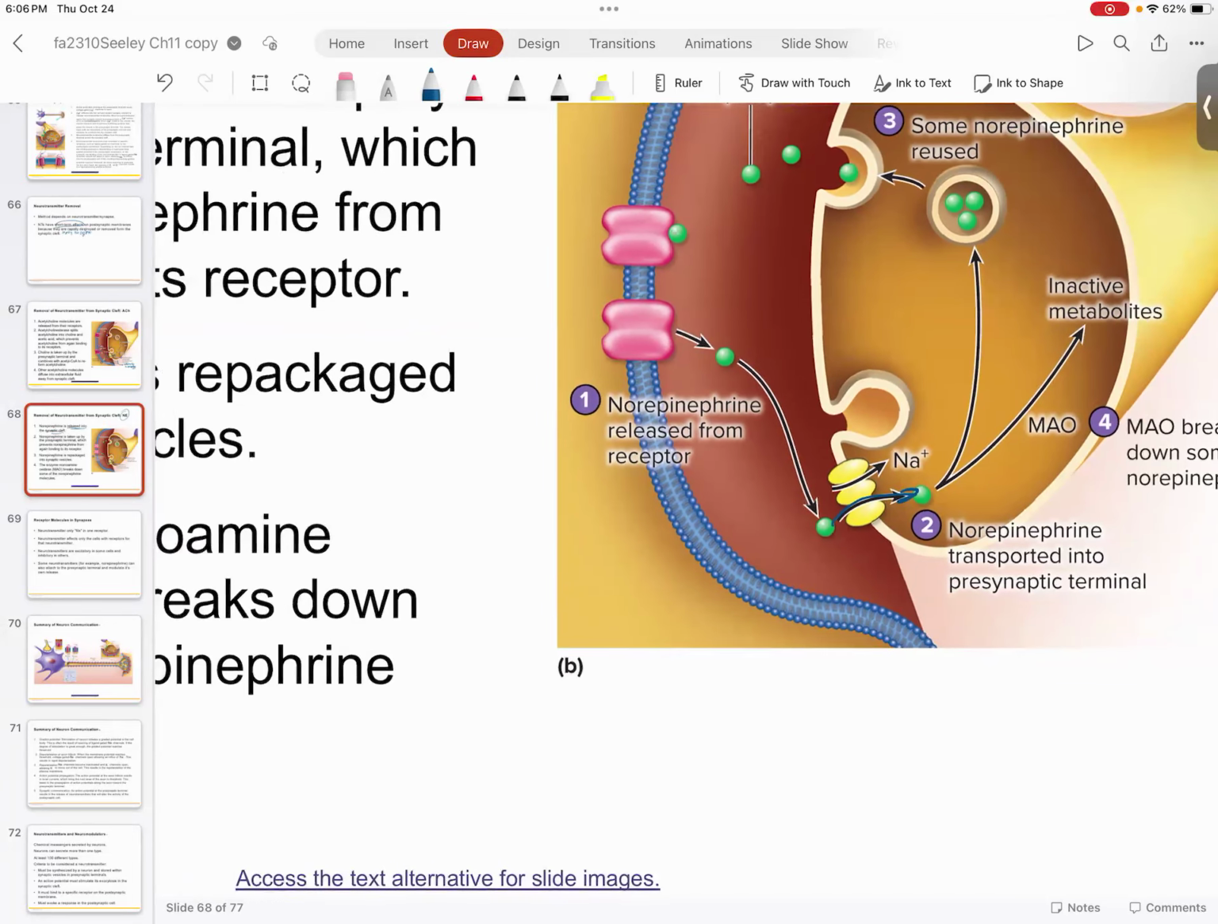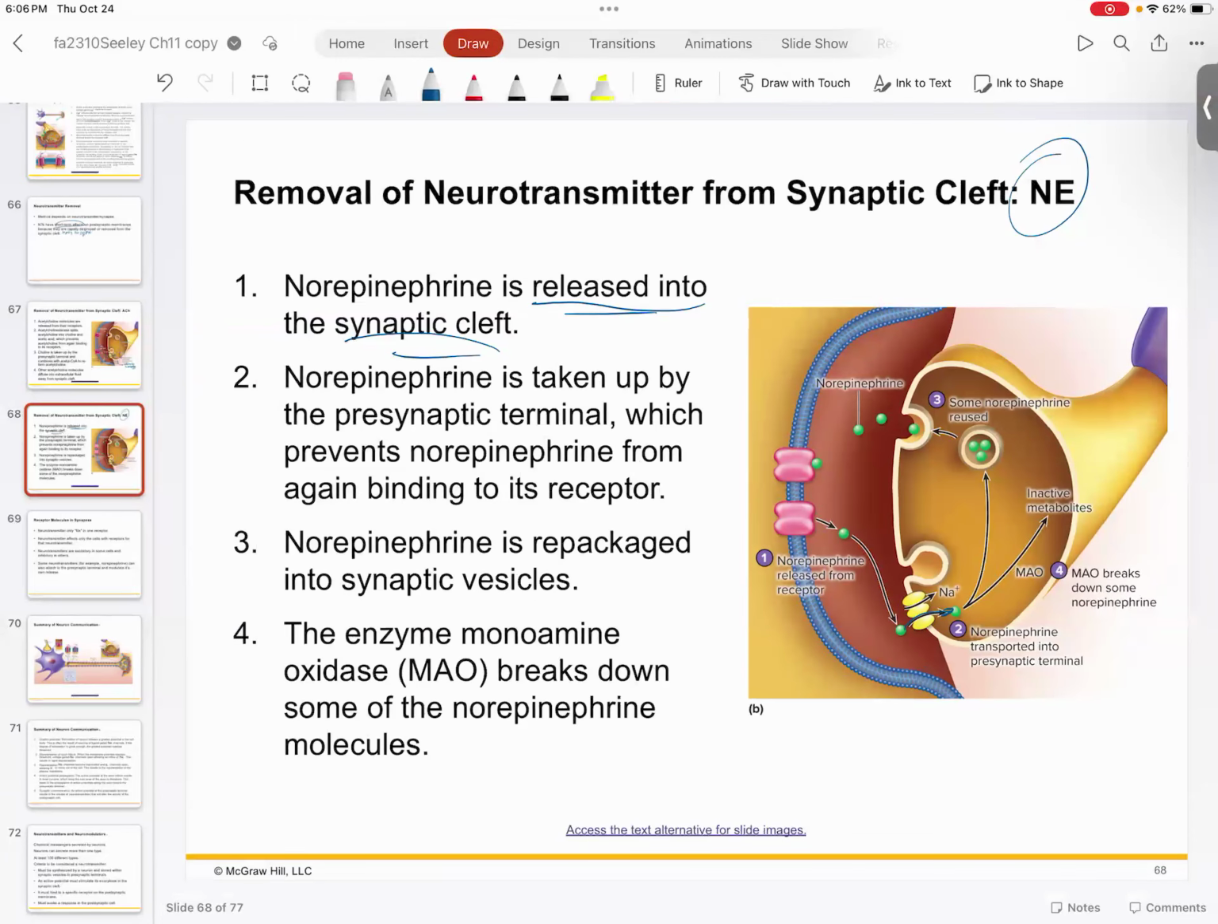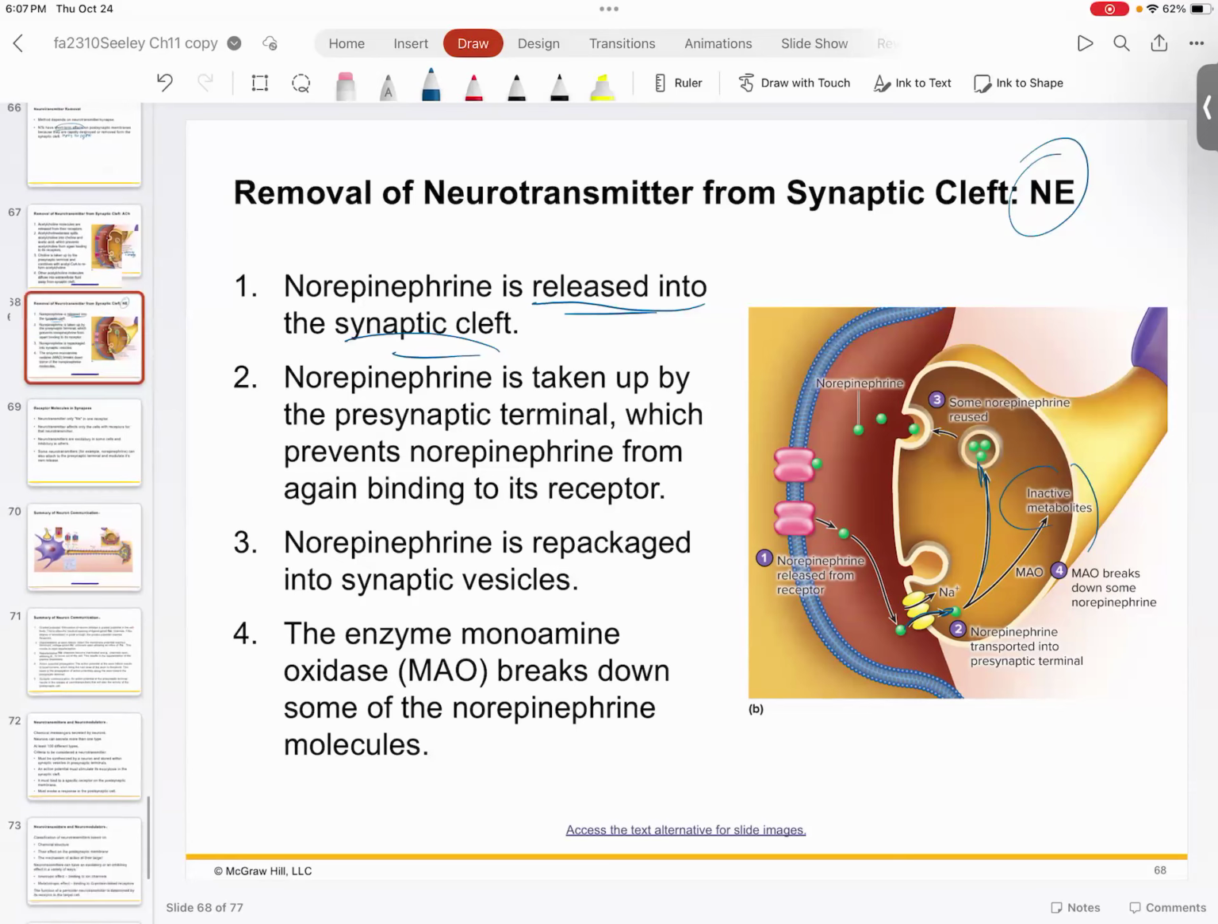And then from here, it's got two destinations. It can be repackaged into the vesicles. You can take your norepinephrine, repackage that into your vesicles, ready for re-release. Or you can use another enzyme called monoamine oxidase, which can break down norepinephrine and basically return it into inactive metabolites and oftentimes waste molecules that you can get rid of. So you can either reuse it or you can break it down and turn it into metabolites.